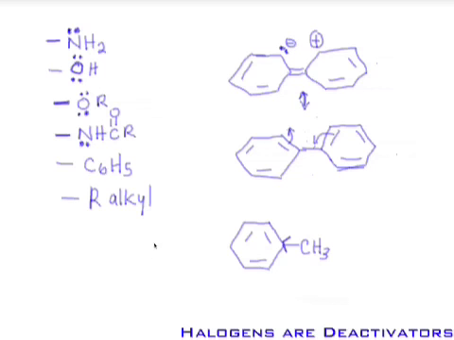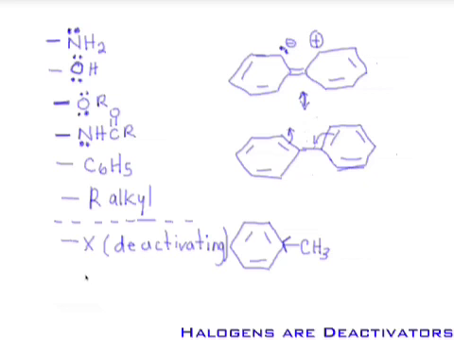Now, the last group that I'm going to list here are the halogens. I put them here even though they are deactivating. This is where the demarcation is. They may be deactivating, but if you like, they're the weakest deactivators. So right in here is benzene. Everything above this line reacts faster than benzene. Everything below this line reacts slower than benzene.